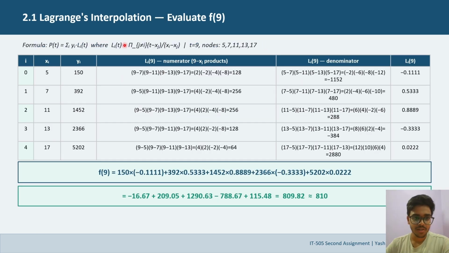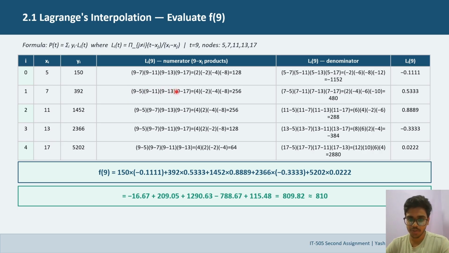Okay. First is Lagrange interpolation. Lagrange methods work for any spacing. So this is our primary approach. Formula: P of t equals the sum over i of yi times Li of t. Each Li of t is the product over all j not equal to i of (t minus xj) divided by (xi minus xj). I want to find P of 9. So there are 5 data points, so there are 5 basis functions, L0 through L4.